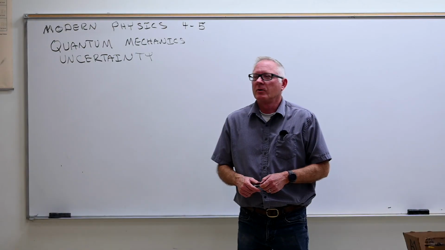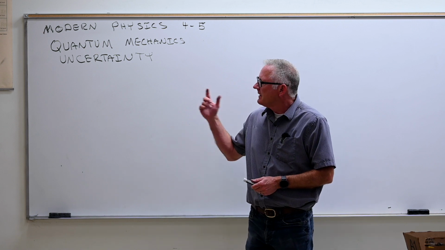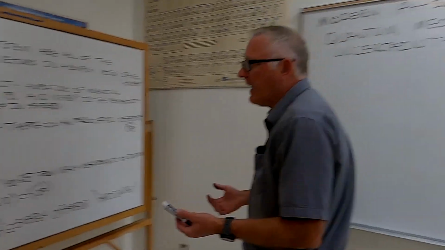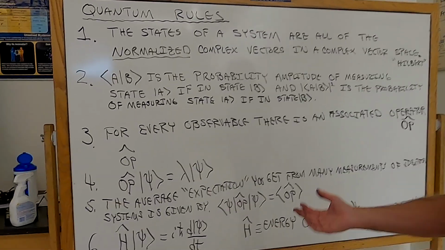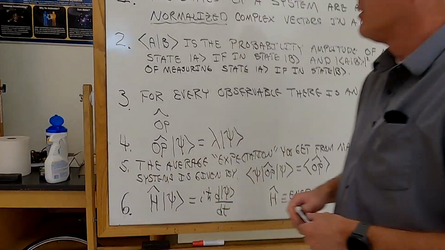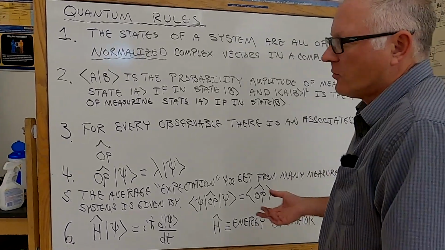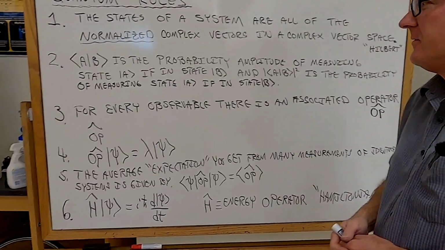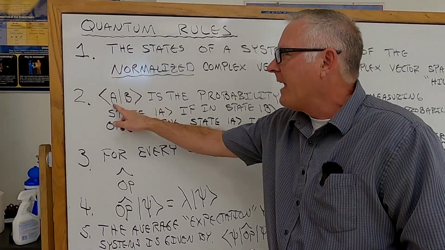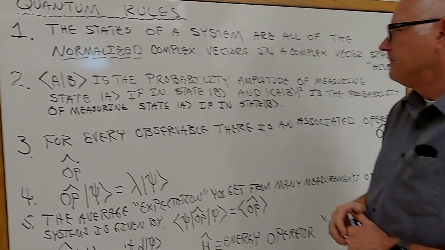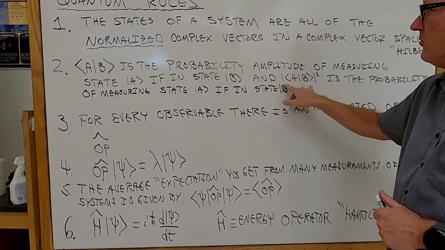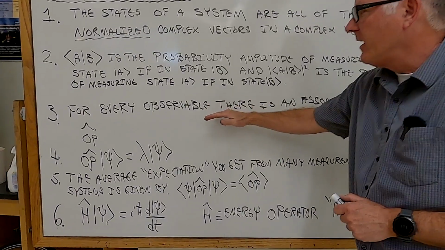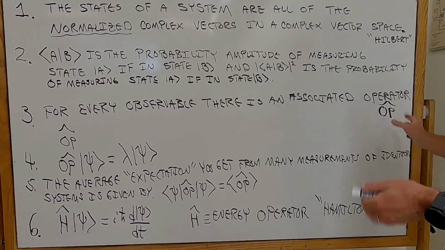So in this lecture, we're continuing with quantum mechanics, but I want to say something about uncertainty. Just reviewing what we've had, these were all the quantum rules. It's really only 5 because I don't really consider 5 a quantum rule. But remember, the states of a system are all normalized complex vectors in a complex vector space. The probability amplitude is given by this dot product, and when you take the magnitude squared, it gives you the probability. And then we said for every observable, there is an associated operator.